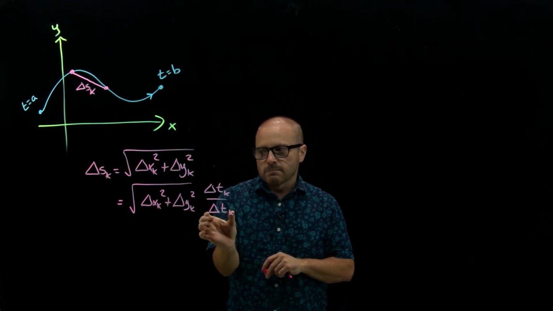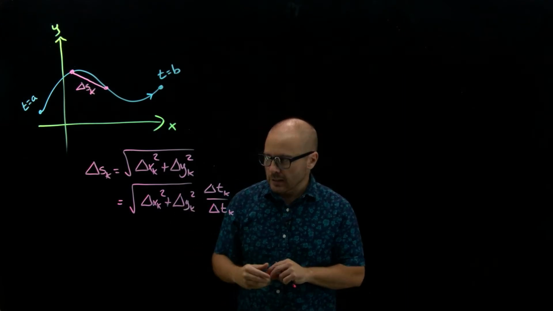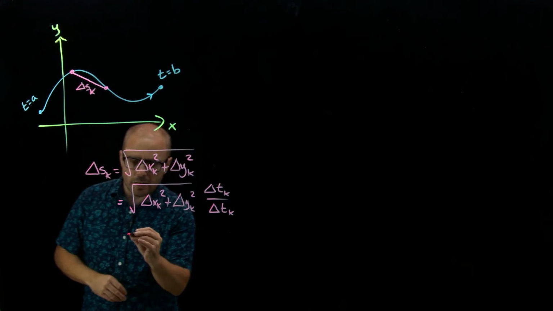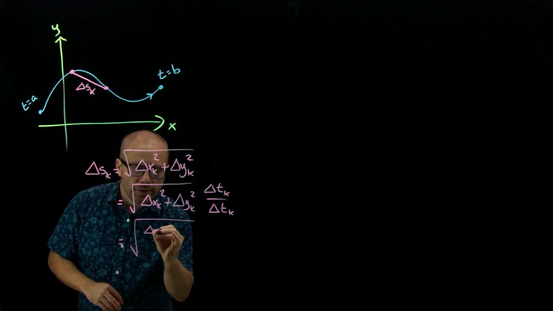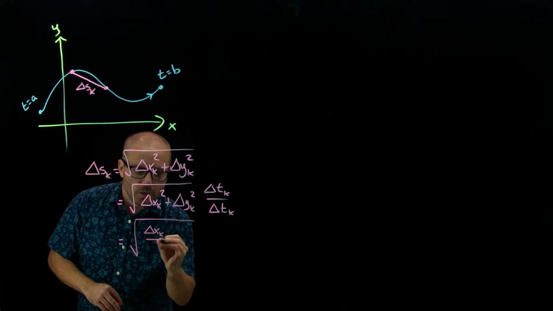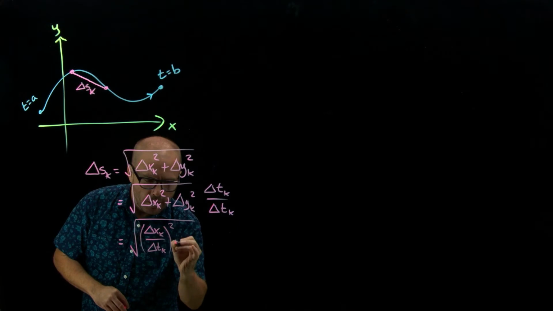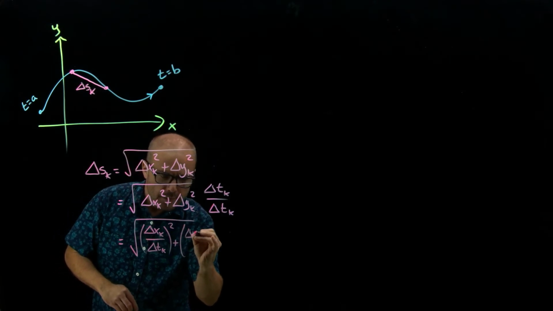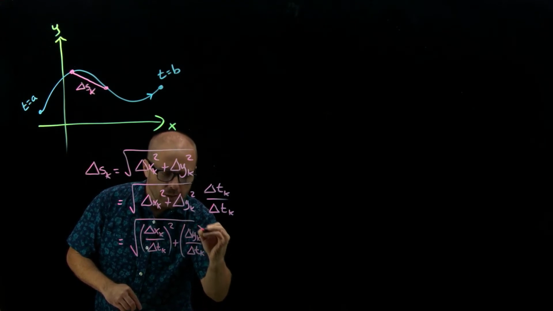OK, now this delta t I'm going to bring inside the square root. So the square root of the square, right? So as it comes into the square root, it's going to become delta x sub k over delta t sub k squared plus delta y sub k over delta t sub k squared.